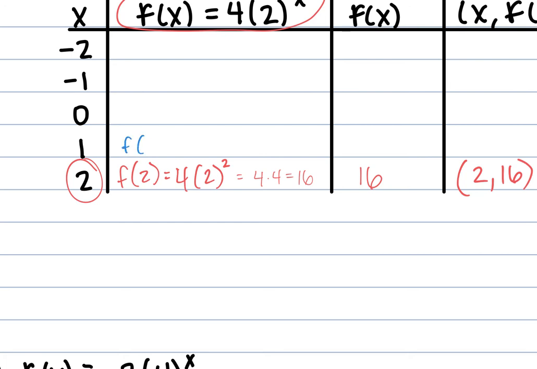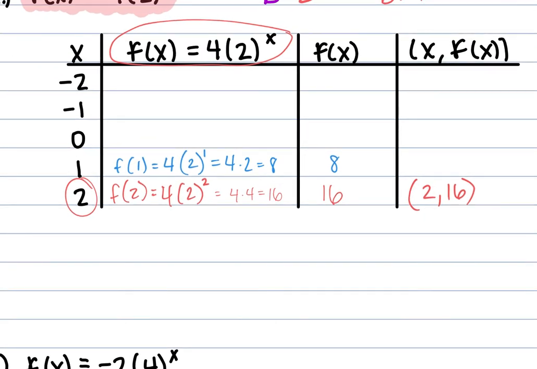Okay, f of 1. Aurora, what do you think? You do 4 and then you put the 2 in parentheses and then it's to the first power. Good. It equals 8. It's going to be 4 times 2, because 2 to the first is just 2, and that equals 8. So, f of x is 8 when x is equal to 1. What's my point, guys? 1 comma 8. Okay? Let's do another one.